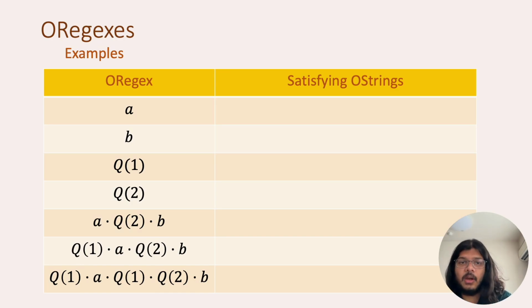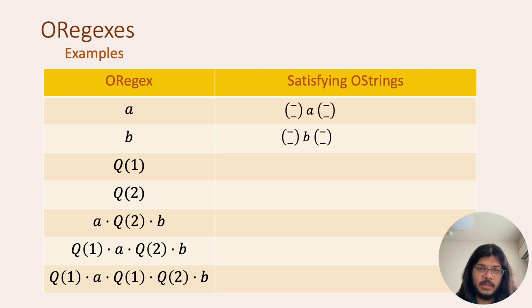Here we illustrate how O regexes behave with the help of some examples. For these examples, let us say that we are dealing with a scenario where each valuation consists of two boolean values. The single character regex A or B corresponds to an O string containing the letter A or B. There is no restriction on the oracle valuations that they are surrounded by.